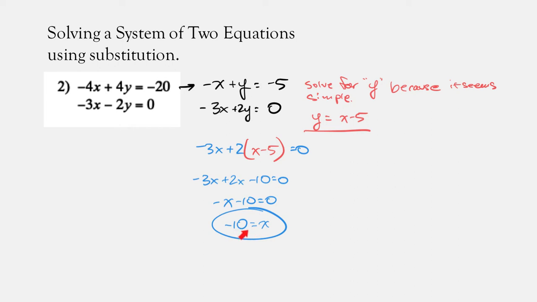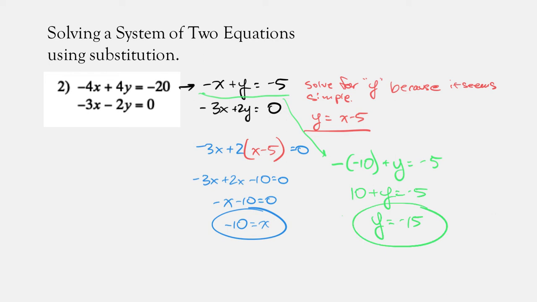Then I'm going to take this value and replace it here, or I could even replace it here or here. It does not matter which equation we use. But I'm going to use this one because it seems the easiest. As you see, I have negative 10, because here I have a negative x. x already equals negative 10, so I use parentheses to show that it's the opposite of my x value. So the opposite of negative 10 is 10. And I solve for y. y equals negative 15.